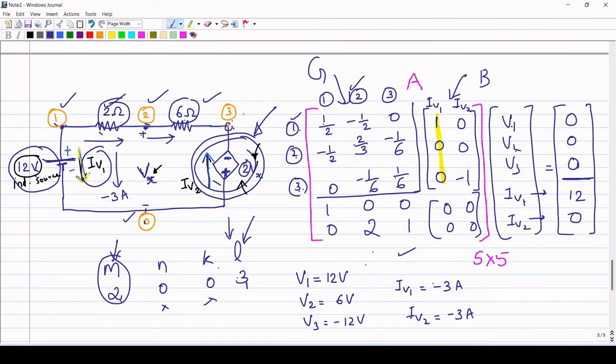The current flowing through the 12 volt independent source is minus 3 ampere. We have assumed the direction of current downwards, so minus 3 ampere downwards is 3 ampere upwards. So this will be 3 ampere this way. So the current flowing through 2 ohm will be 3 ampere, and the same current is flowing through 6 ohm. The question was, write the MNA equations and calculate the current through 2 ohm. So the current through 2 ohm is 3 ampere.